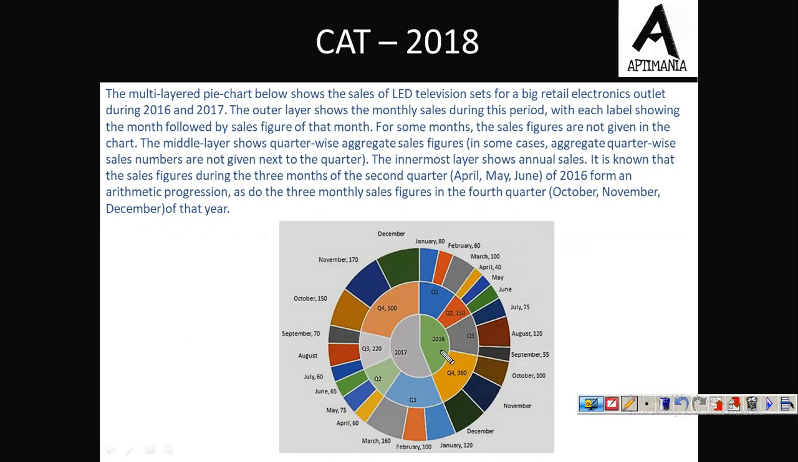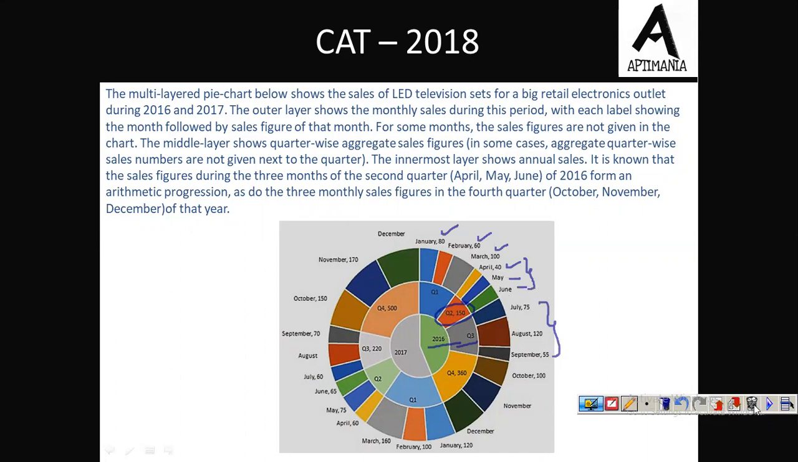So talking about year 2016, the sale in January was 80, that in Feb was 60, that in March was 100, and 40 in April. For May and June, the sales figures are not given, but we are given that the total sale in quarter 2 is 150. So the total of these 3 months must be equal to 150. Similarly, the total of quarter 3 is not given, but we can simply calculate the total of these 3 months. It is quarter 3. Fine. So इस तरह से data दे रखा है.